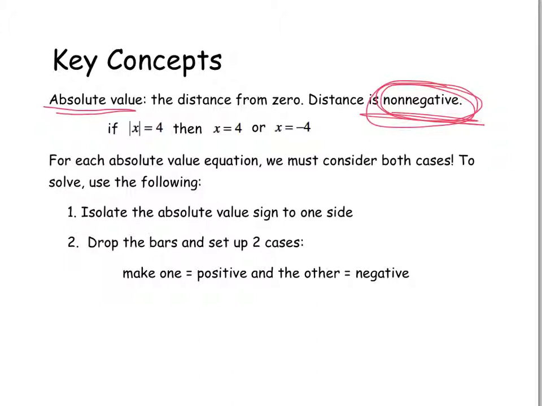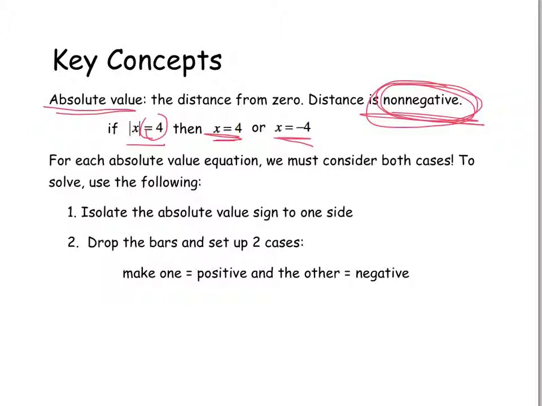So let's look at the absolute value of x equals 4. Absolute value is represented by those two long marks right there. The absolute value of x is 4. So what could x be? Well, x could be 4. If we take the absolute value of 4, that equals 4. Or if we take the absolute value of negative 4, that also equals 4. So we have two possibilities for what x could equal, 4 or negative 4.